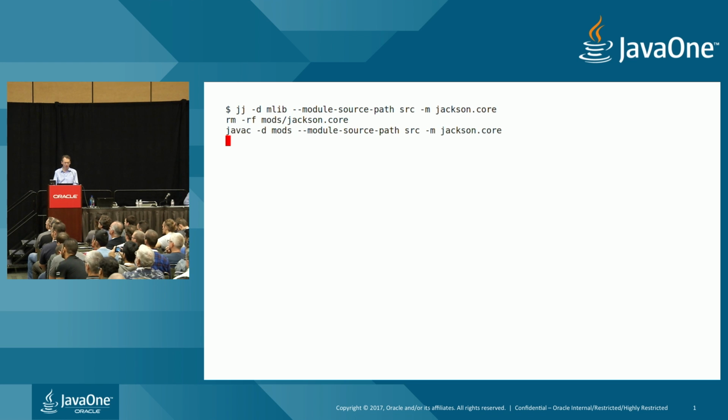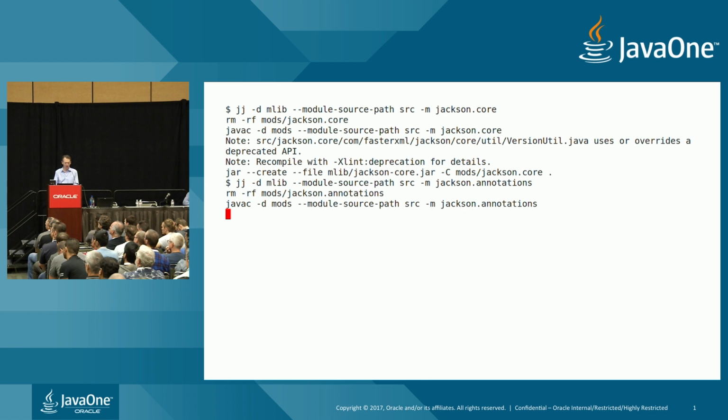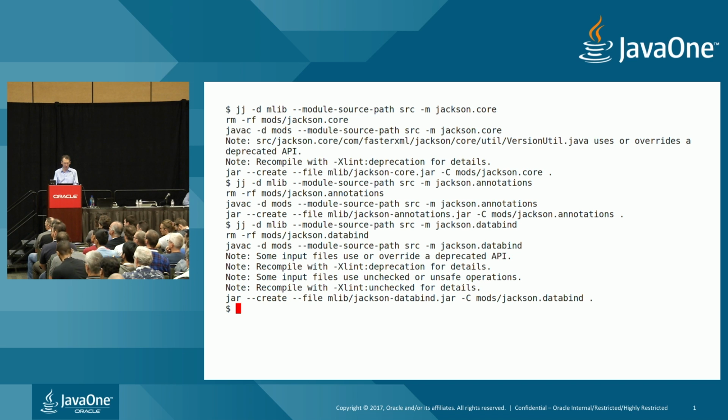Jackson core. User overrides a deprecated API. Oh no, that's a problem for another day. Annotations and databind. Bigger module, takes a little longer to compile. Ooh, more deprecated APIs. Okay, so now in mlib, we've got these modular jar files.